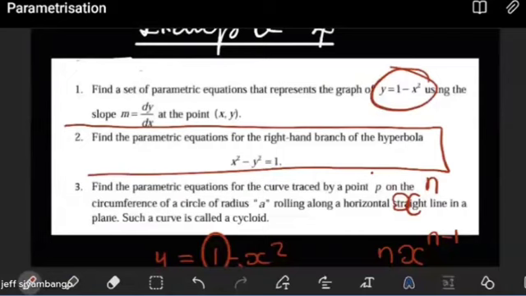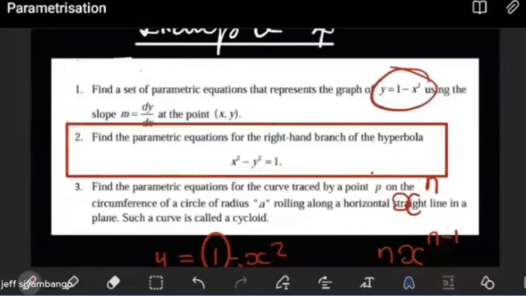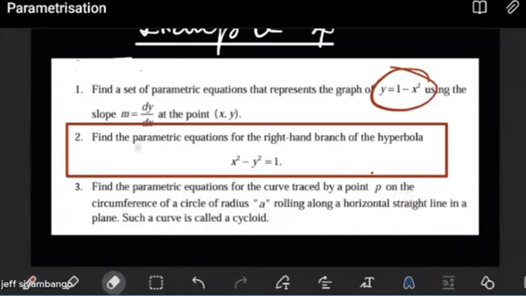Look at the second one here. In the second question, now we're seeing that they're saying find the parametric equations. Sorry for that. Sorry for the noise in my background. Okay. For this example, they're now saying find the parametric equation for the right-handed branch of a hyperbola.